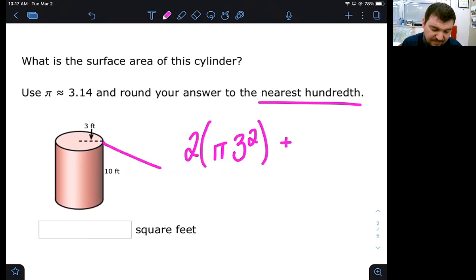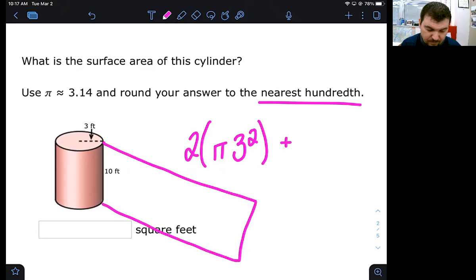Plus, now we're going to have this lateral rectangle that we get if we unrolled the cylinder, okay? To find the length of that rectangle, I have to find the distance around the circle. And the distance around the circle is called the circumference. And the circumference formula is pi times d, which is 6 for the diameter. So pi times 6. And of course, we know the height already is 10.